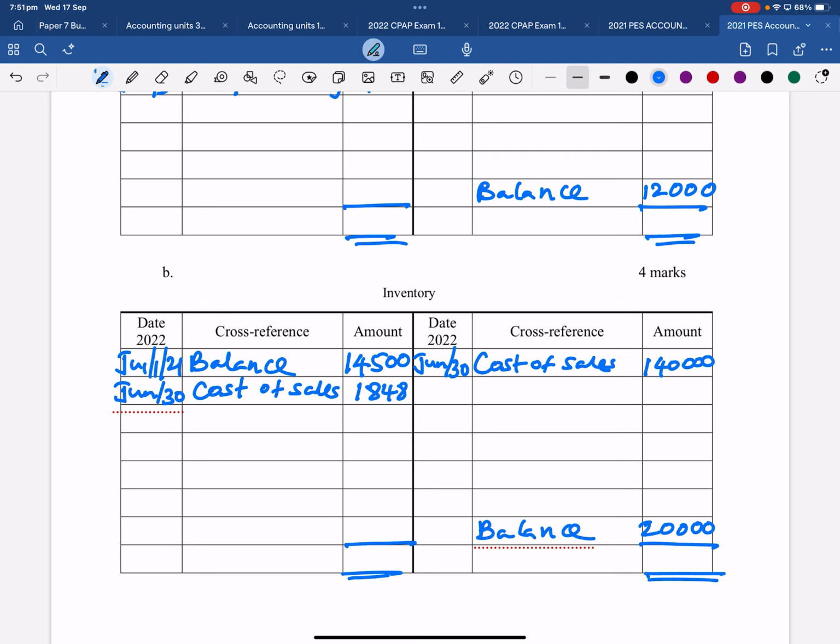Sorry, I made a mistake. Not 1848. Why? Because this one is with GST. Sorry, that one we have to take away the GST. This one, guys, 1848, then it will be divided by 11, yes? 174, then 680, yep, 1680.